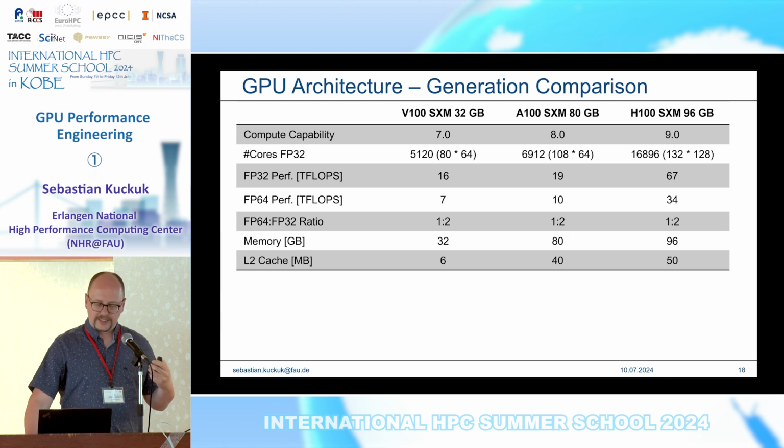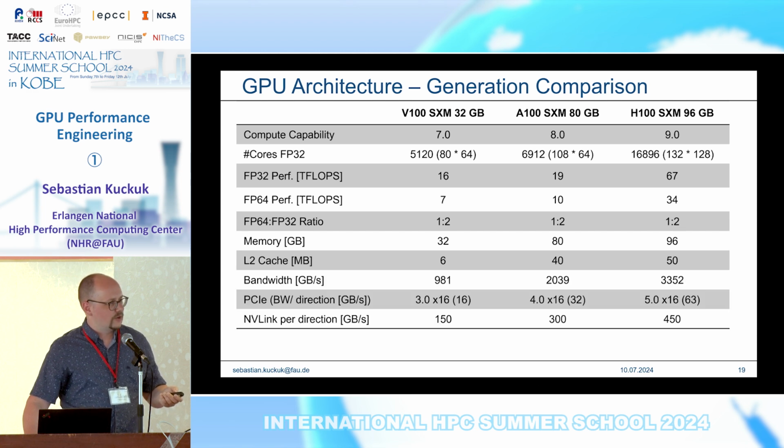For memory, we see a similar trend, so everything gets bigger. For the V100, we had 32 gigabyte, which, if you're doing AI, is probably not a lot. And for the newer H100 cards, this goes up to 96. And for the cache, the same thing. Don't want to bore you too much with the details. And for the bandwidth, you can actually see a substantial increase every year.